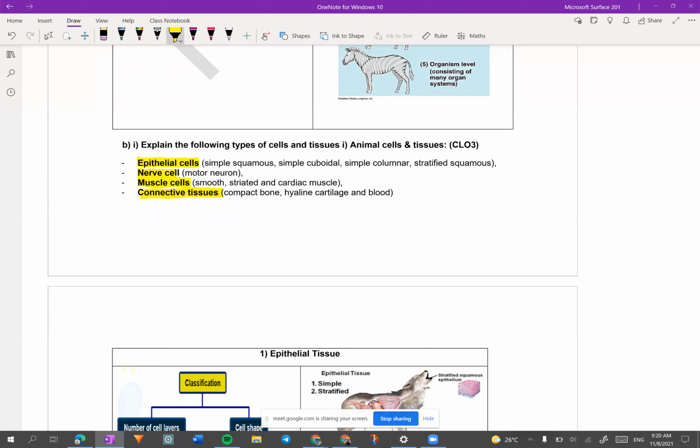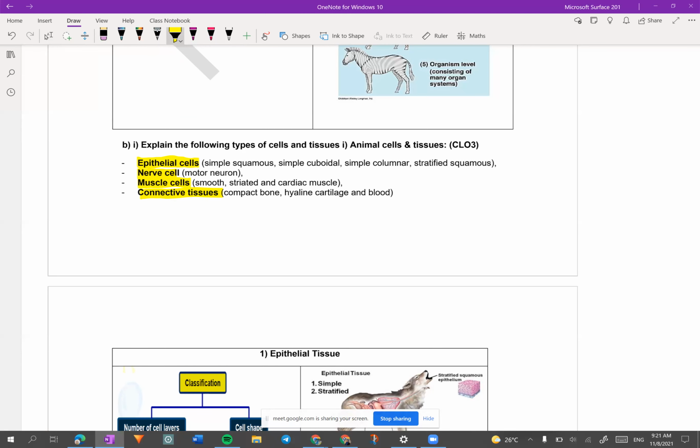Kenapa tiba-tiba yang bawah tu connective tissue? Kenapa yang atas epithelial cell? Kenapa bawah nerve cell kan? So actually dia nak cakap, untuk epithelial sampai muscle ni kita akan tengok the cell per se. Macam mana dia orang as one person boleh bergantung sama-sama function dengan yang lain untuk menghasilkan tissue of the epithelial, tissue of the muscle, tissue of the nerve.